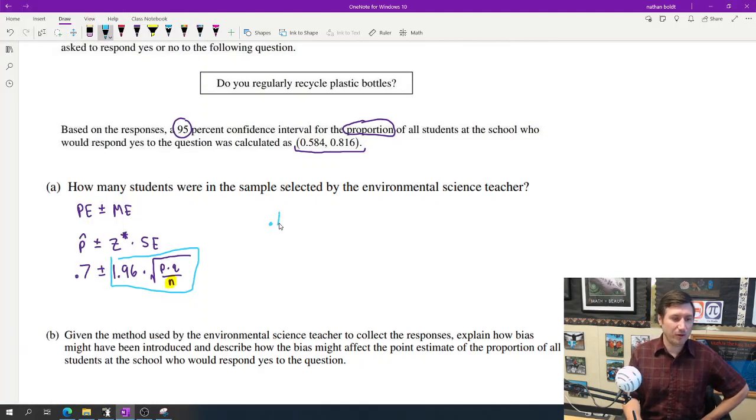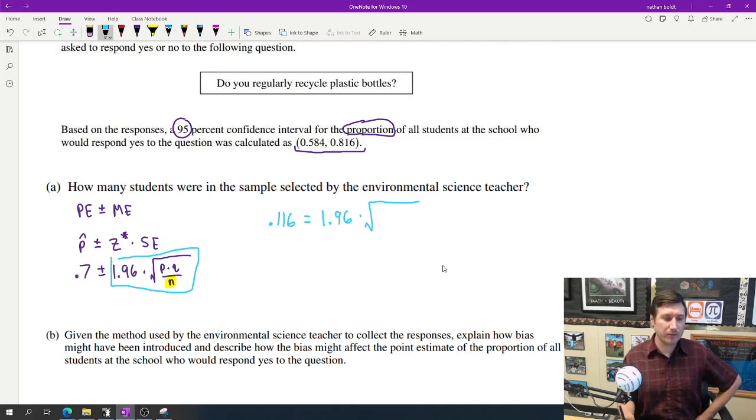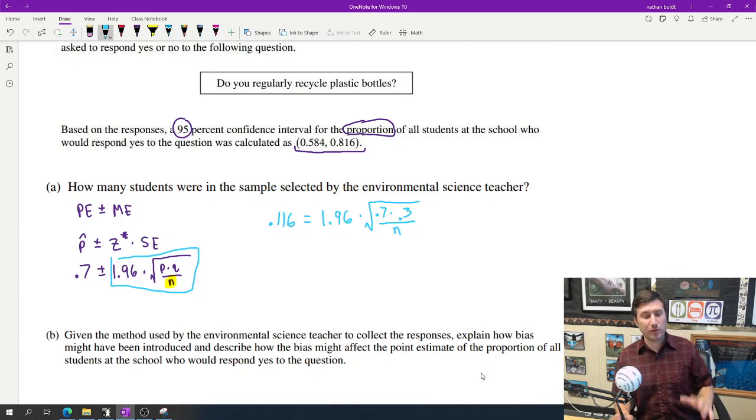So 0.116 is equal to 1.96 times the square root. Oh, pq. We know what p is. p is 0.7. That is our sample proportion. That means q is 0.3, divided by n. Hey, look, we now have ourselves an algebra equation with only one variable, which means we can solve this.